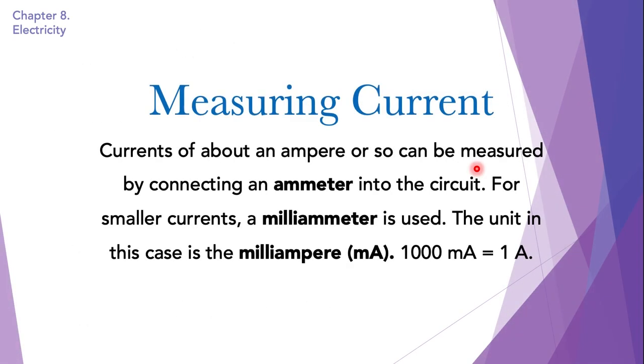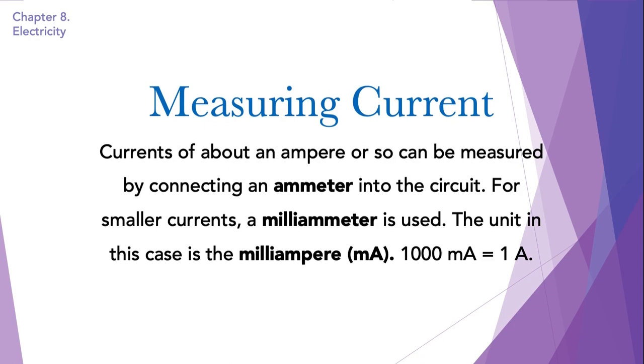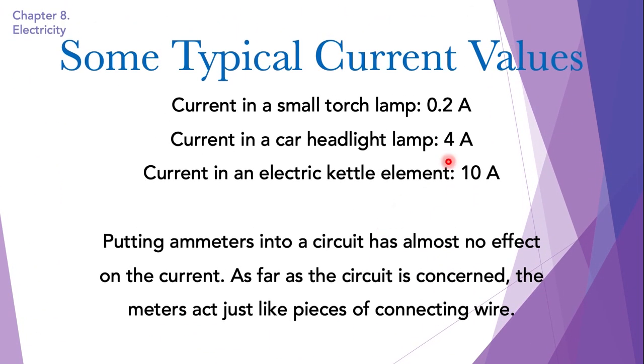For smaller currents, a milliammeter is used. So the unit in this case is a milliampere. So 1000 milliampere is equal to 1 ampere. So here we have some typical current values. Here the values are written in amperes.